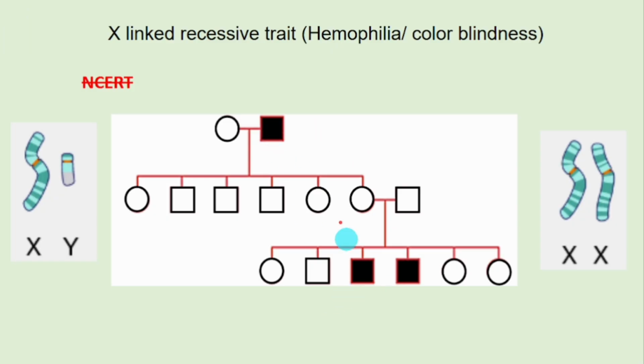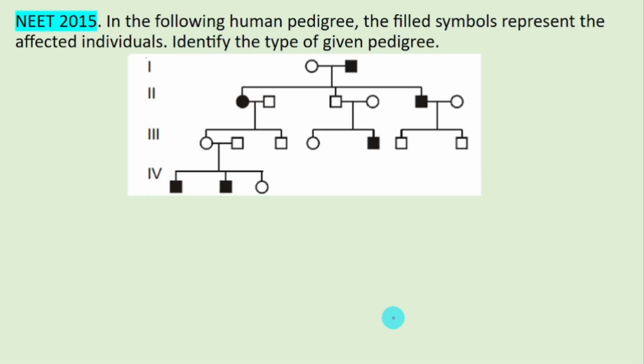So what are the important points you should note down here? Males are affected, and there is skipping of generations. So skipping of generation will relate to recessive trait, and because males are affected, you have more males affected here, there is no equal proportion of male and female affected. So when males are affected, it is indicative of X-linked disorder.